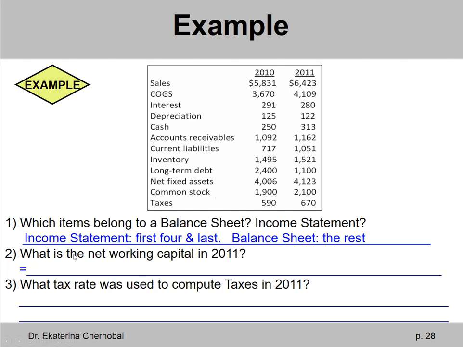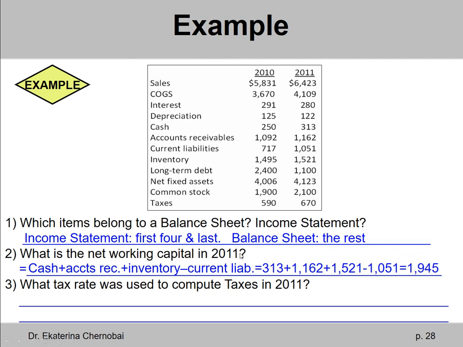Question number 2. What is the net working capital in 2011? What is the definition of net working capital? It's current assets minus current liabilities. Do we have current assets here in one line? No. But we know that current assets include three things: cash, accounts receivable, and inventory. So we can add these three up. And then we need to subtract current liabilities. And we already have the value for that. If we didn't, then we would need to add up two items: notes payable and accounts payable. But we already have the sum of the two.